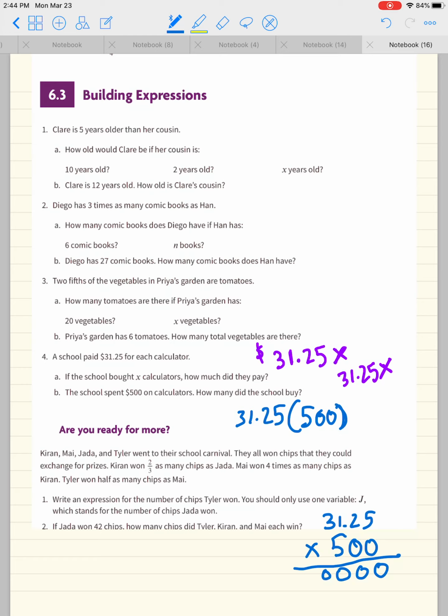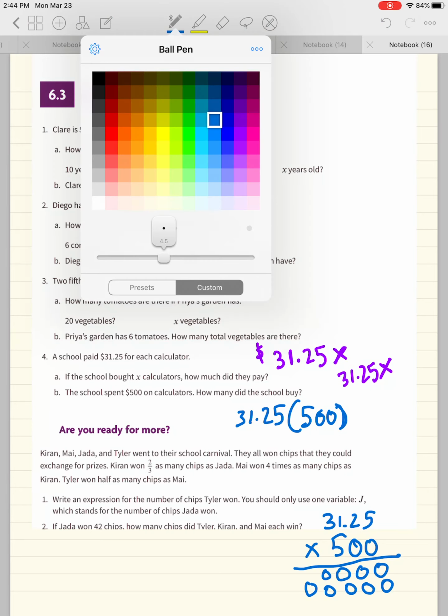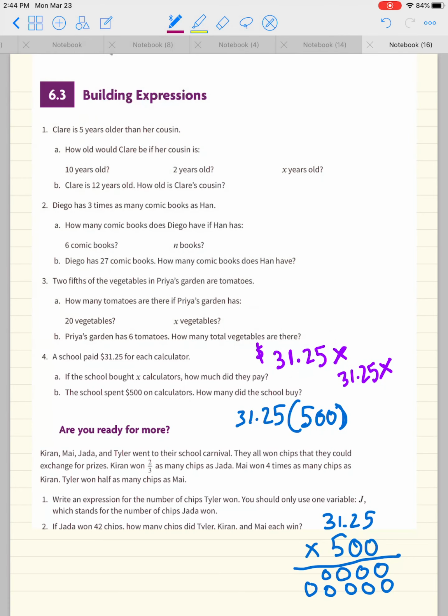I know that 0 times any number is 0, so I'm going to have 2 full rows of zeros. Moving on to my third row, I have to put 2 placeholder zeros. Now 5 times 5 is 25. 5 times 2 is 10, plus 2 is 12. 5 times 1 is 5, plus 1 is 6. And 5 times 3 is 15.